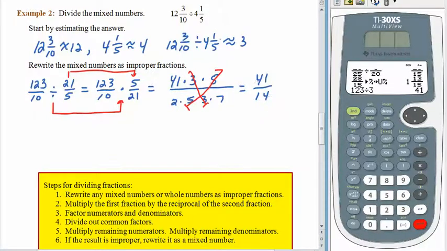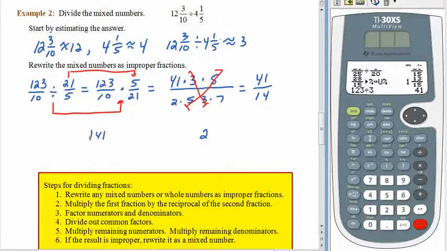14 goes into 41... Oh gosh, I don't know. 14 times 2 is 28, plus another 14 would be 42. That's a little too much, so it's just going to go in there twice. Oh, maybe we've got to write this down.